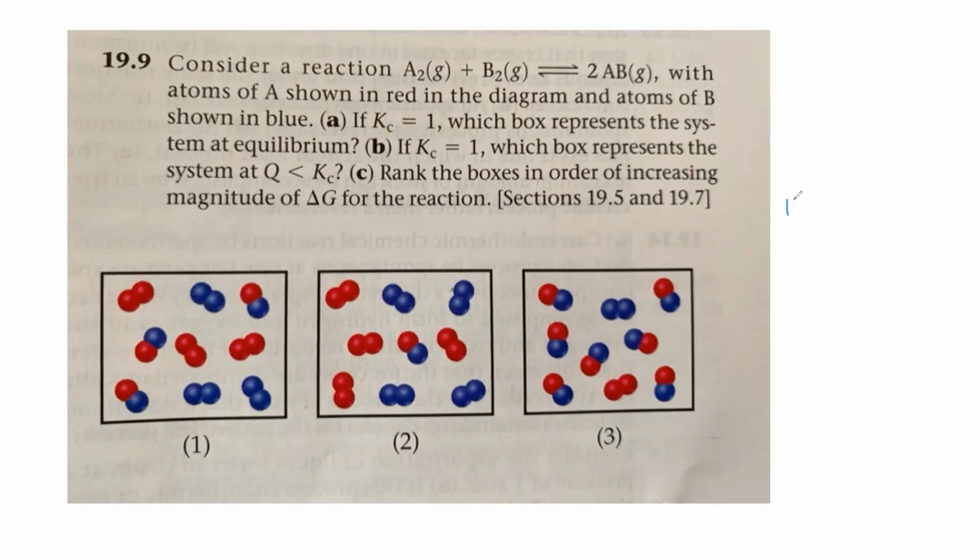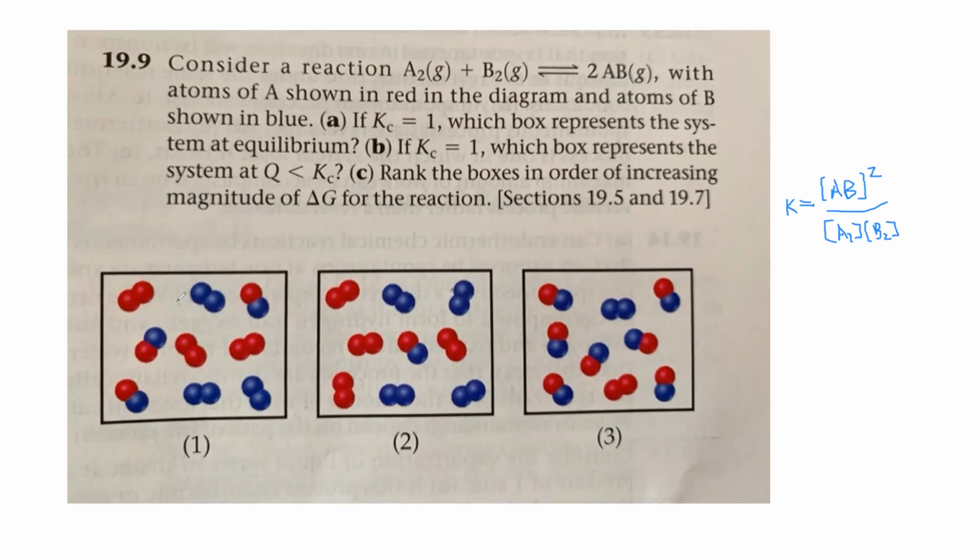So if we think about what that expression would be, we'll have K. And then on the top, we'll have products. So we'll have AB, but we'll have this concentration squared. And then on the bottom, we'll have the reactants. So we'll just have A subscript 2, and then B subscript 2. So for this one, because the constant itself is going to be equal to 1, we just need to make sure both of these pieces are the same.